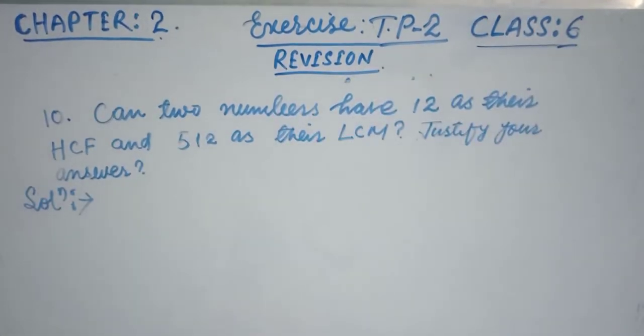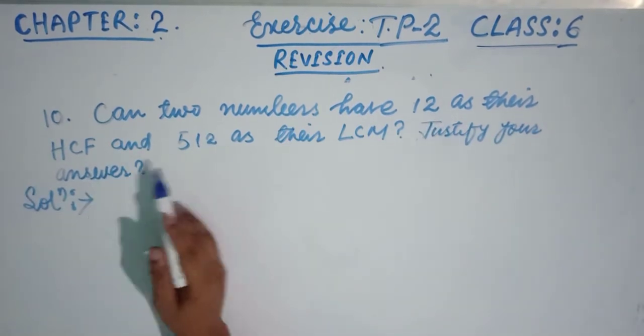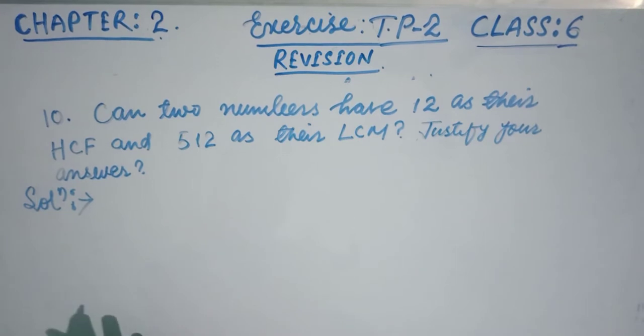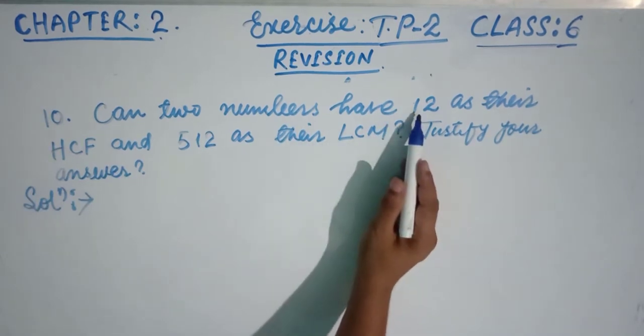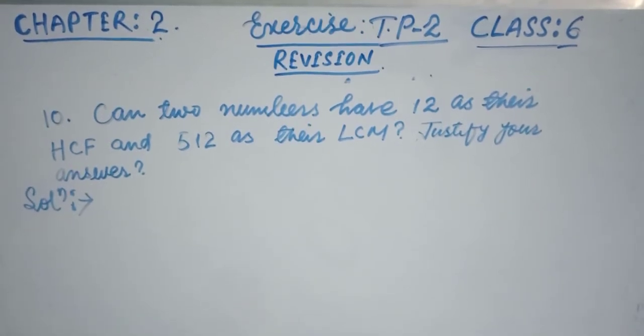Now see friends, question number 10. Can two numbers have 12 as their HCF and 512 as their LCM? Justify your answer. Friends, the question is asking whether two numbers can have HCF 12 and LCM 512. Can this be possible? Can any two numbers have HCF 12 and LCM 512?